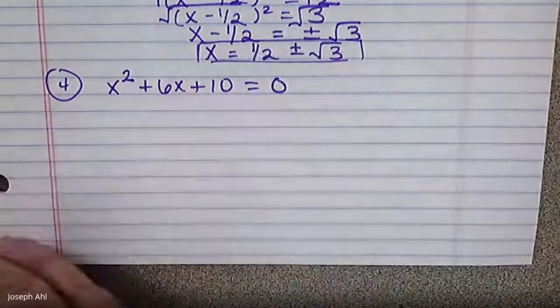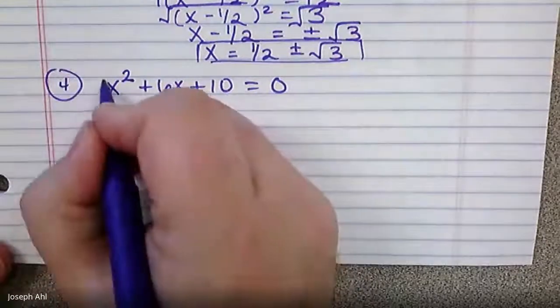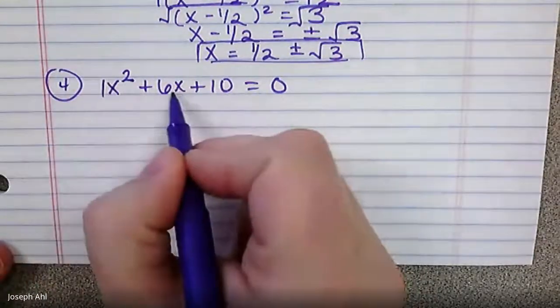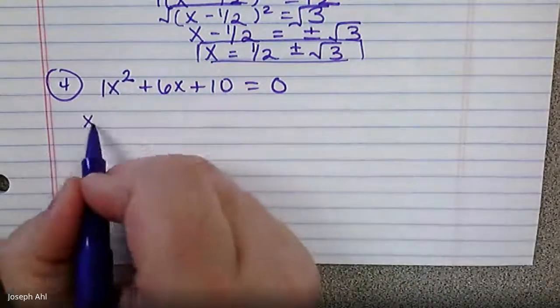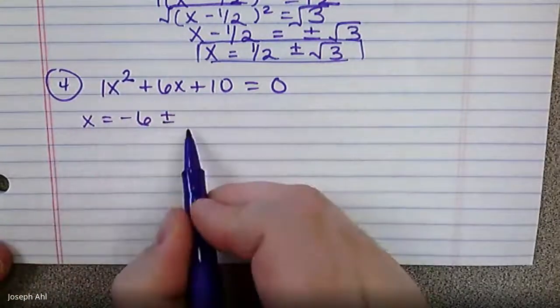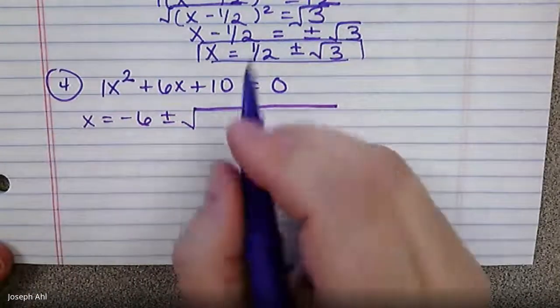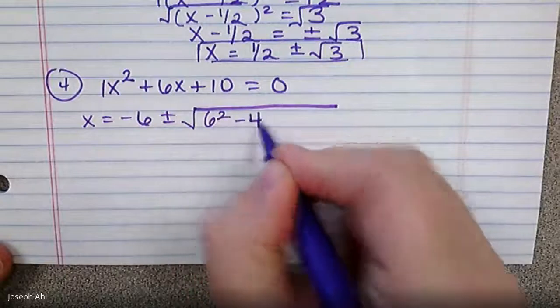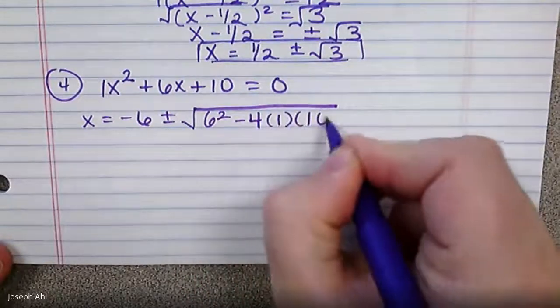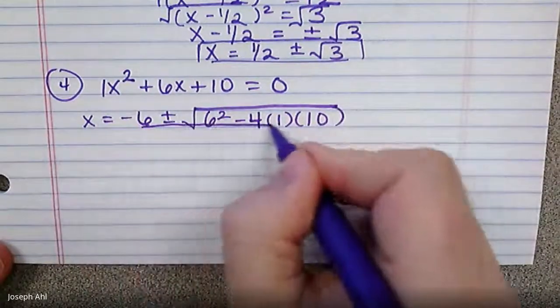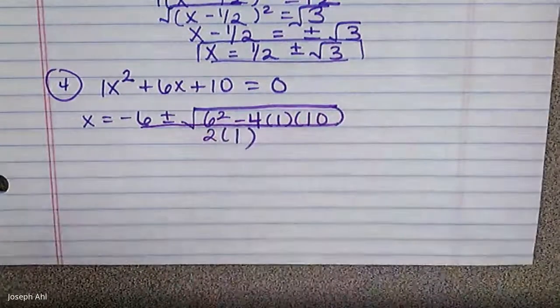I'm going to go through my answers right now. All right. So for A, B, and C, A is 1, B is 6, C is 10. So x equals negative b, which is negative 6, plus or minus the square root of b squared, so 6 squared, minus 4 times A times C, 4 times 1 times 10, all over 2a.